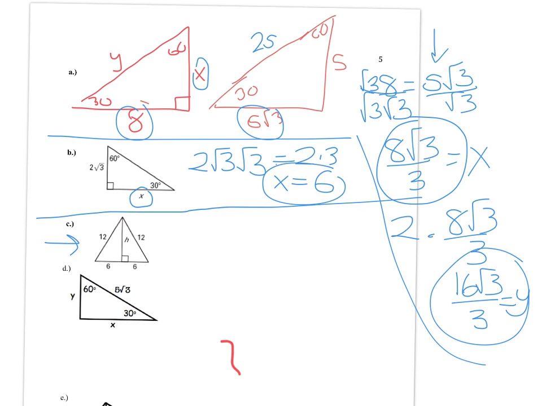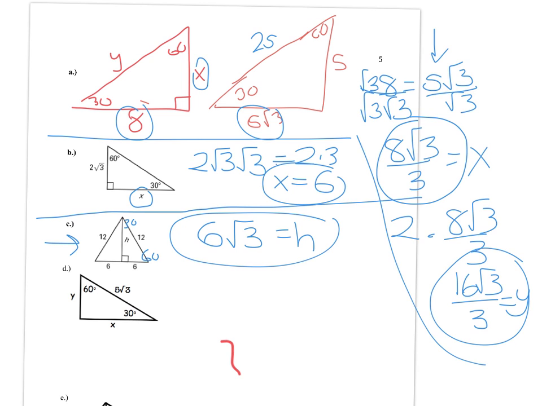Part C, they're giving me the hypotenuse and the short side. This is an equilateral triangle. So the 30 degrees is up here, the 60 degrees is here. To find the height, I'm just going to take the short side, 6, and multiply it by radical 3. And that'll give me the height.